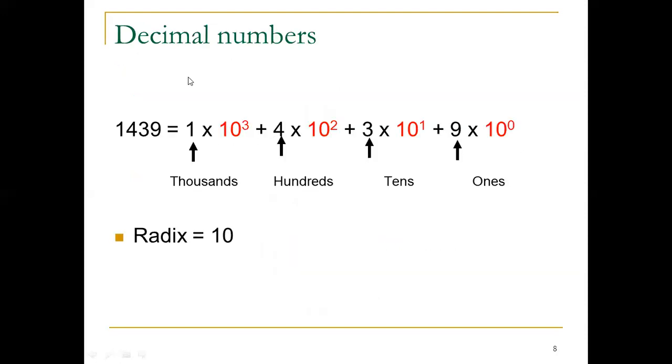Let us see one more example of the decimal number system, 1439. As we have already seen, we will represent it the same way: 9 into 10 raised to 0, which means this 9 is placed at the ones position. Then 3 into 10 raised to 1, so it is the tens position. 4 into 10 raised to 2, and 1 into 10 raised to 3, with radix or base 10. In this way we can represent the decimal number.